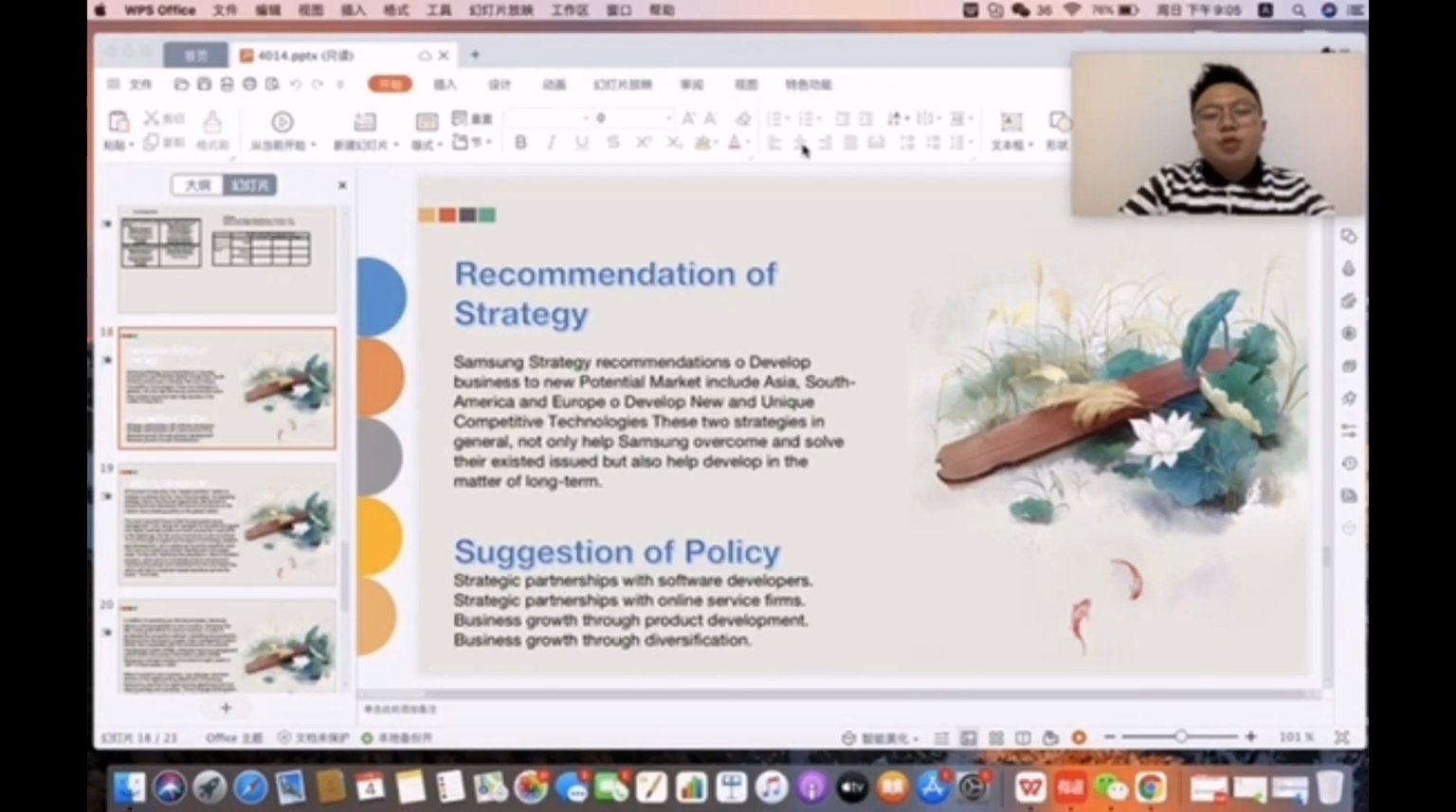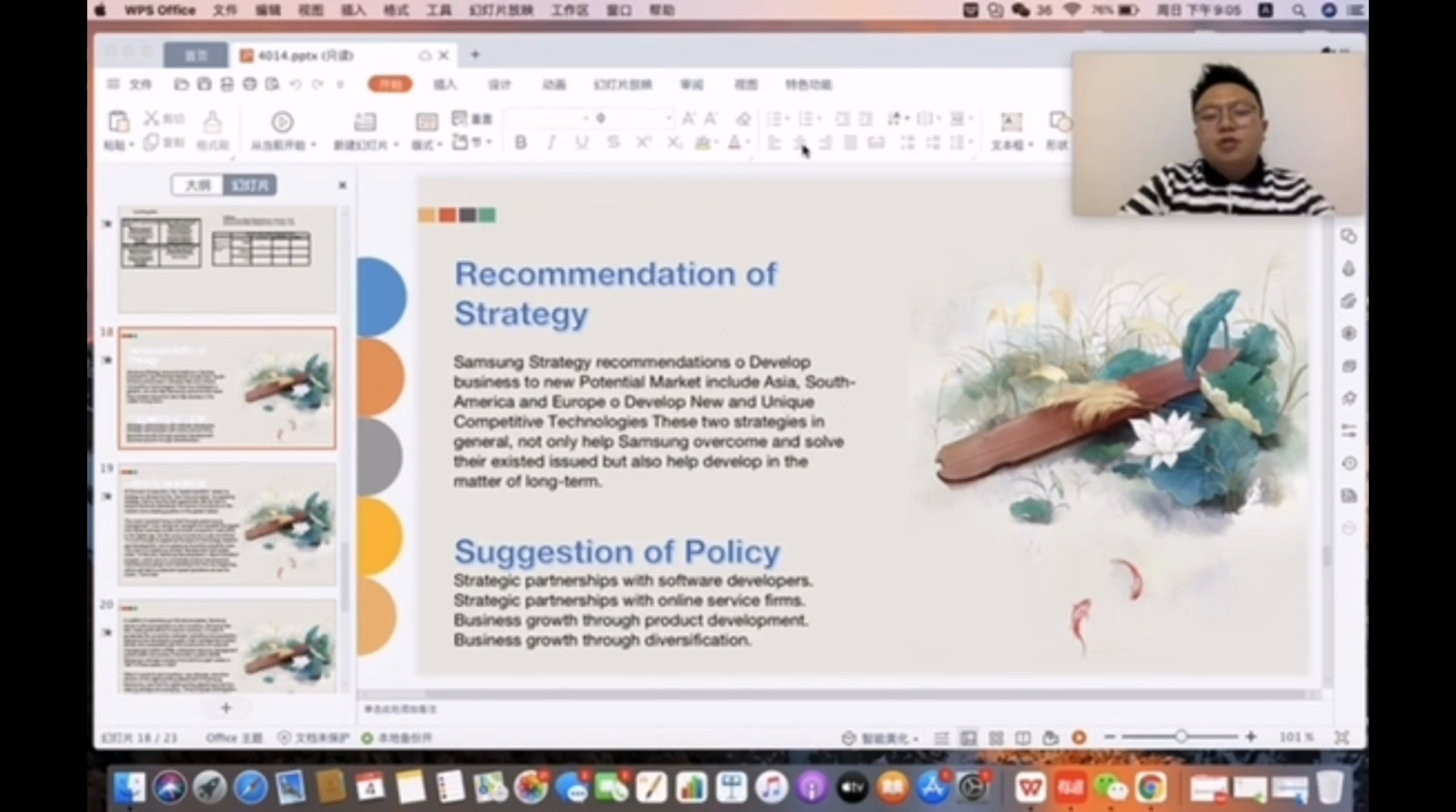First one, recommendation of the strategy. Samsung strategy recommendation: develop business in new potential markets, including Asia, South America and Europe, and develop new European computer technology. These two strategies will gradually not only help Samsung overcome and slow its existing errors, but also help development in the long term.